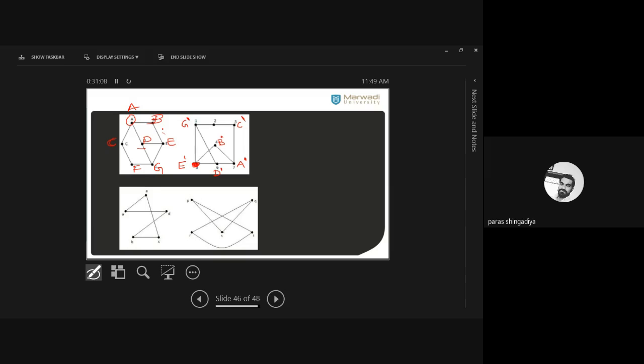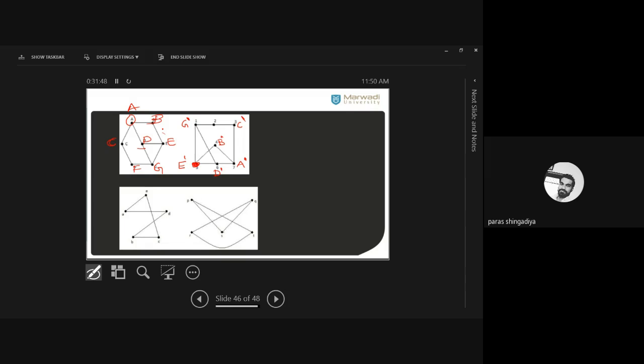Clear? Now verify all the connections. A and D are adjacent in the first graph, so here A dash and D dash are also adjacent. Clear? Then D and G are adjacent in the first graph, so here D dash and G dash are adjacent in the second graph. Clear? AD, then ED: E dash and D dash are adjacent. Now last is F. So F is in between.